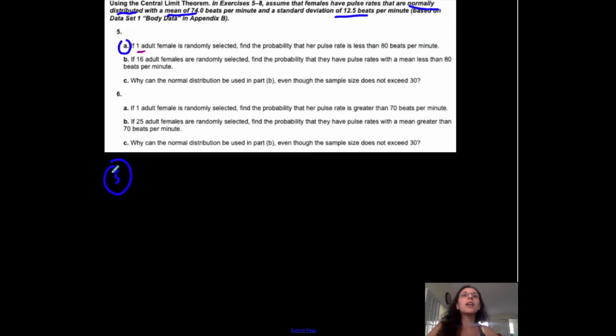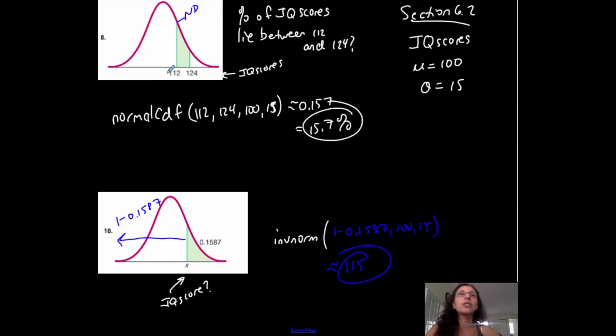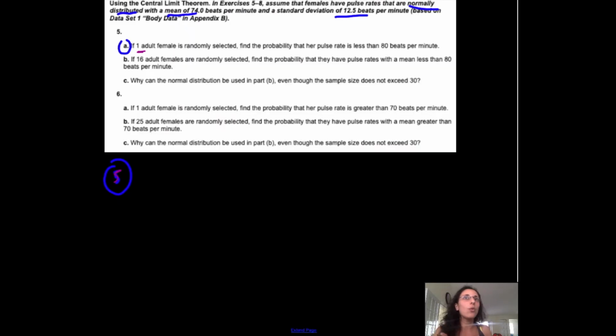I don't know if you recognize that before, when I talked about these situations, when I did IQ scores, I always said finding the area was the same as finding the percentage, or also finding the probability. If I randomly select one, and that value that I select is between these two, I always stressed one. I was only selecting one. So here I'm only selecting one. That goes along with what I'm used to.